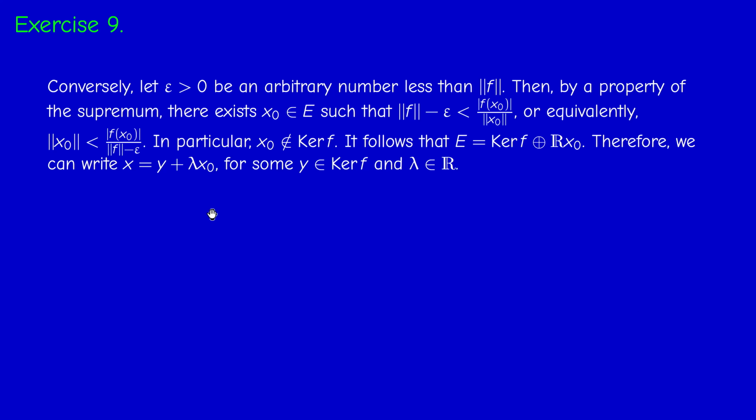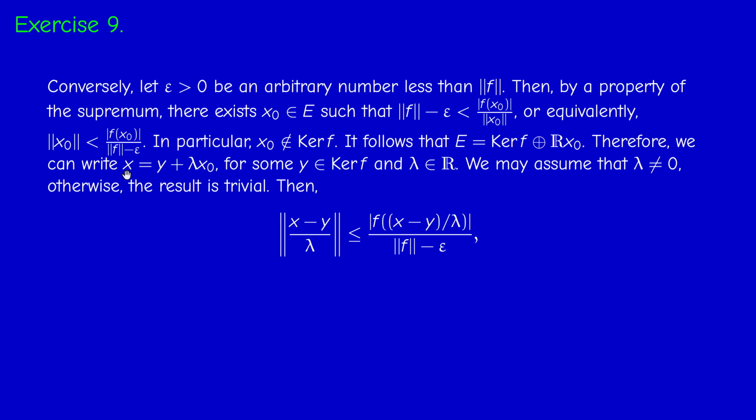So we take an arbitrary x not in the kernel. So it can be written as y plus lambda x0, where lambda is different from 0 because now x is not in the kernel. So we can divide by lambda. So we replace here x0 by (x minus y) over lambda. And we apply this inequality. So we replace in this inequality x0 by (x minus y) over lambda, and we get precisely this.